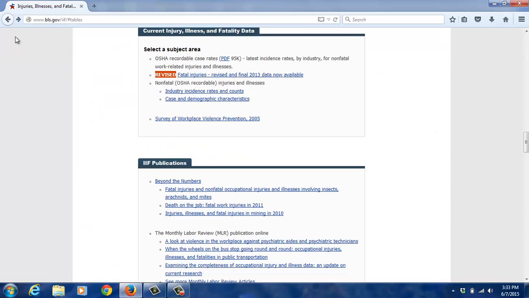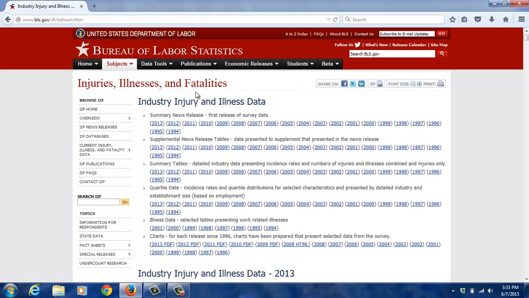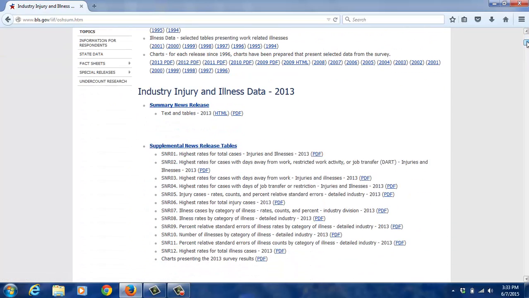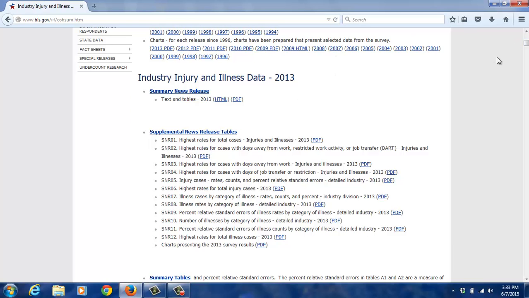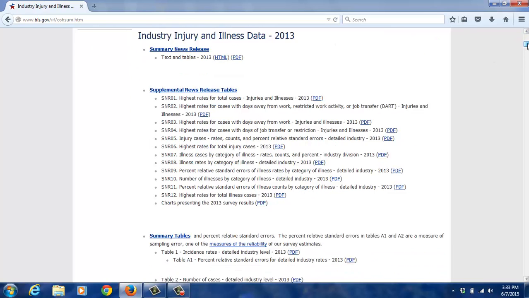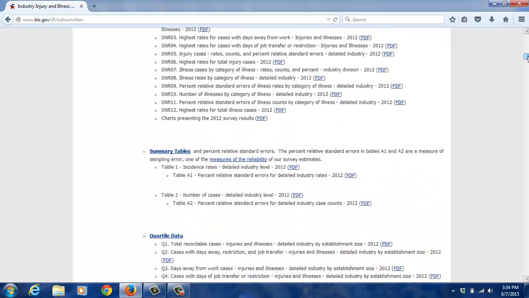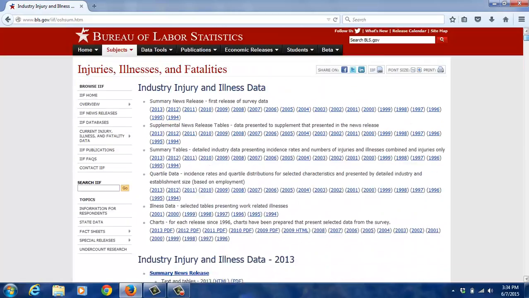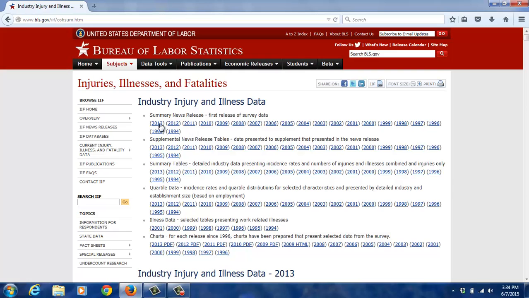So I'm just going to go back one click, and I'm going to go to the non-fatal stuff, injury and illness. This is the SOI report, the Survey of Injury and Illness. So here we've got all the industry. Yes, we've got the summary news 2013 all the way back to 1994, supplemental releases, and I did provide you with this stuff. And then again, just like the other page, we've got the 2013 stuff. And if I keep scrolling down, I'll go to 2012 and then 2011 all the way down. Okay, so I'll go to the 2013.